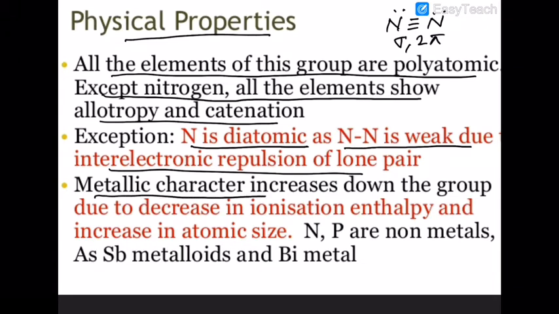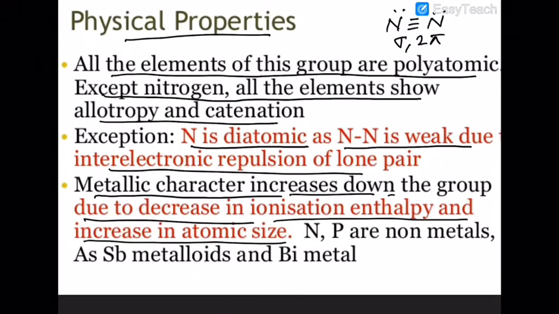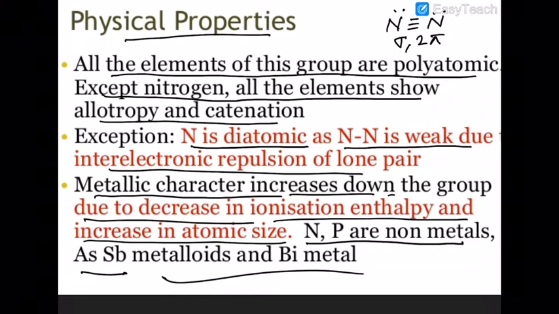Metallic character increases down the group due to the decrease in ionization enthalpy and increase in atomic size. So nitrogen and phosphorus are typical nonmetals. Antimony and arsenic are metalloids, and bismuth is a metal, or you can say metallic in nature.